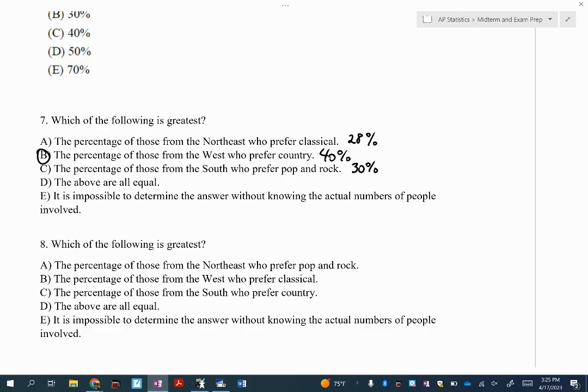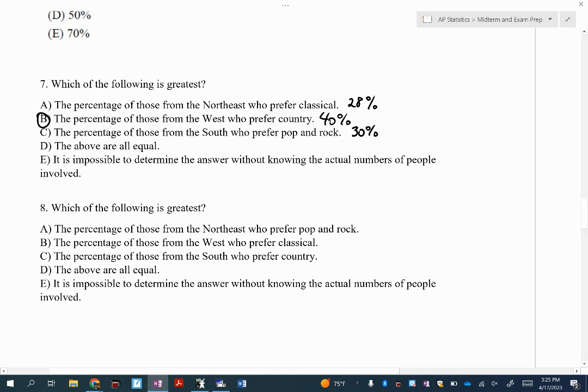Because do I know how many people are in this study from each region? No. So even though this percentage is higher, it may not be more people, right? If there are only 50 people from the West, but there are 2 million people from the Northeast, then that's obviously a bigger number. Okay? So just be careful on that, right? If you're talking about segmented bar charts, really should be with percentages.